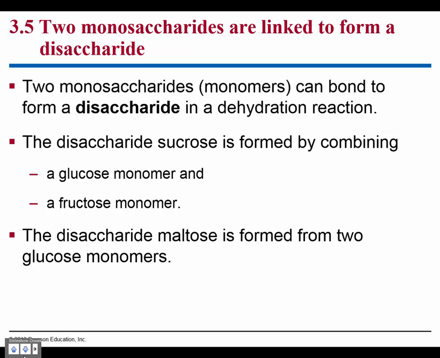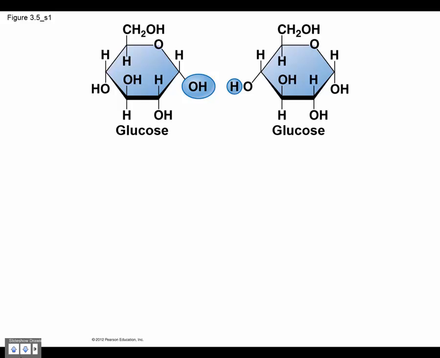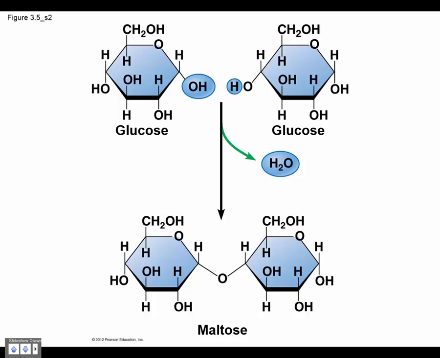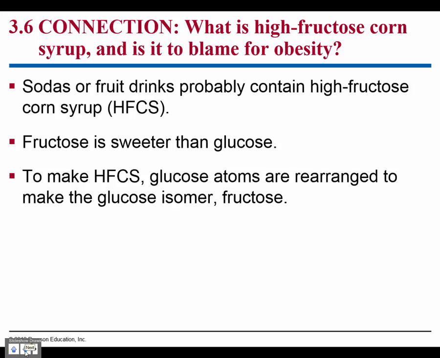And then when you put them together, remember, you use dehydration. You pull the water out to make your disaccharide. And sucrose is a disaccharide. It's formed by combining a glucose monomer and a fructose monomer, and so that makes sucrose. And maltose is formed from 2 glucose. So 2 glucose is maltose. Glucose plus fructose equals sucrose. And so here you have glucose and glucose, so that's maltose. And you should be able to recognize that as well and know that it's a disaccharide.